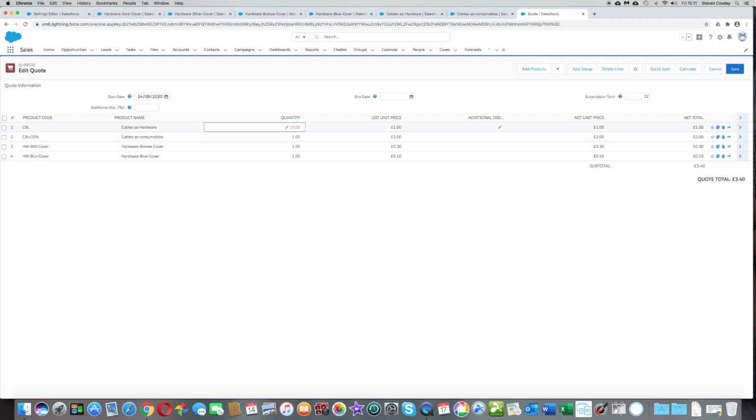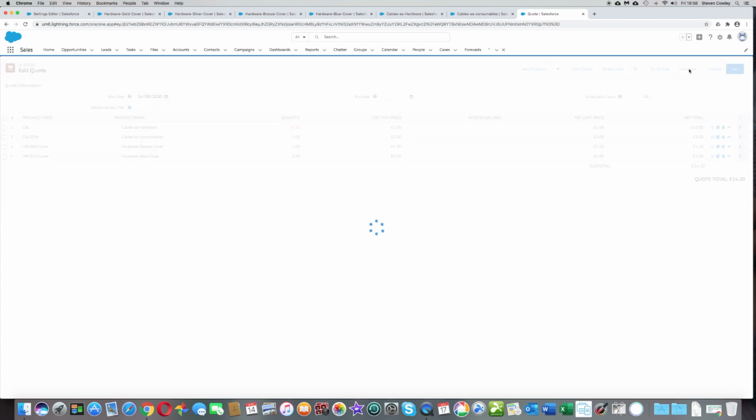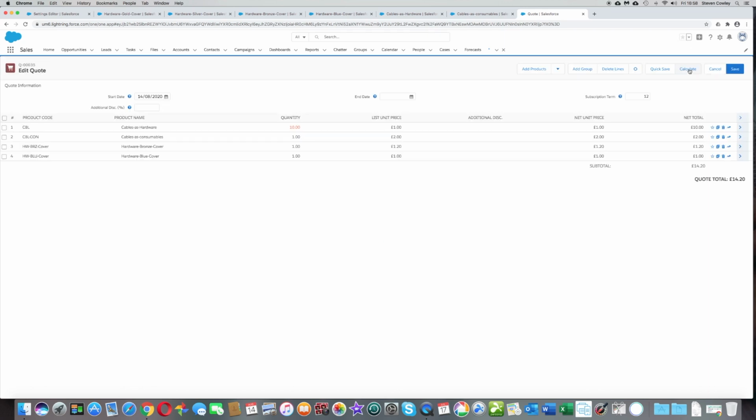If we do 10 of them, so now that's calculated the 10, we can see what we have here is a hardware bronze cover, which is taking the total of the unit costs, which is £10 and £2 for the two different lines, so that's £12, and it's calculating out 10% of that at £1.20.